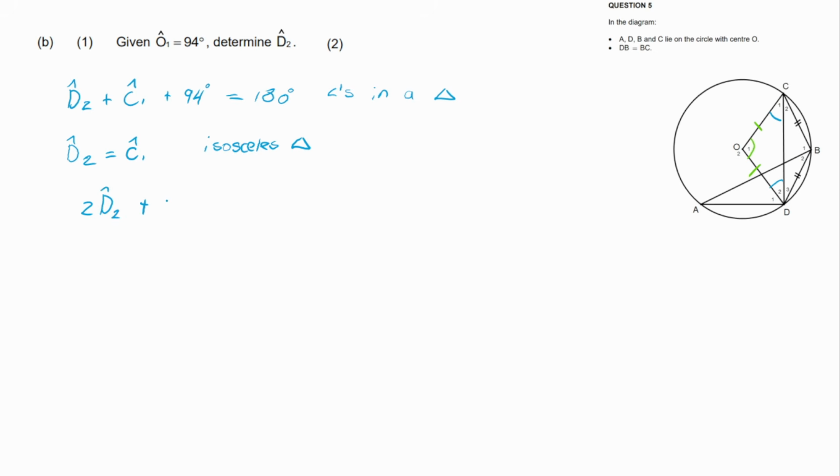So now what I can do is say, 2 times D2 plus 94 degrees is equal to 180 degrees. Now I just take that 94 to the other side. So I get that D2 is equal to 180 minus 94 degrees, over 2. I can work out D2 by dividing by 2 on both sides. So D2 is equal to 43 degrees.